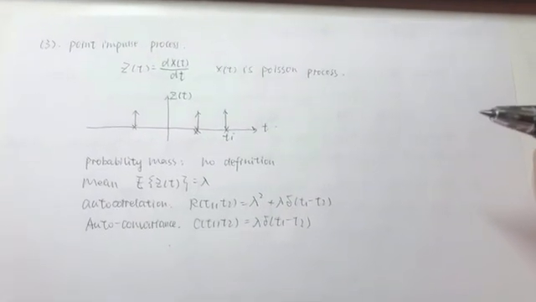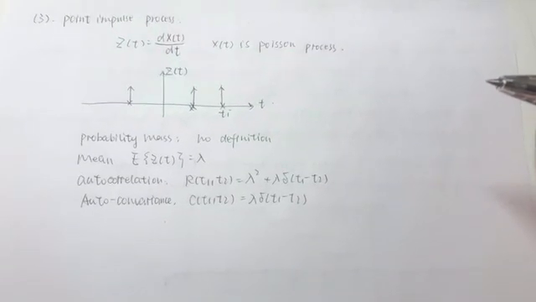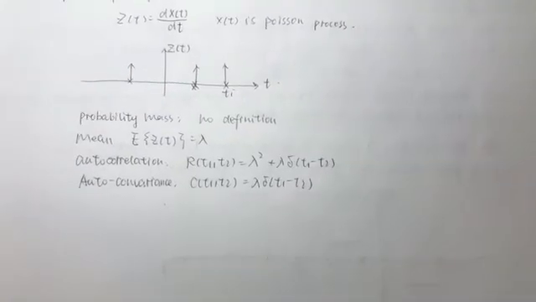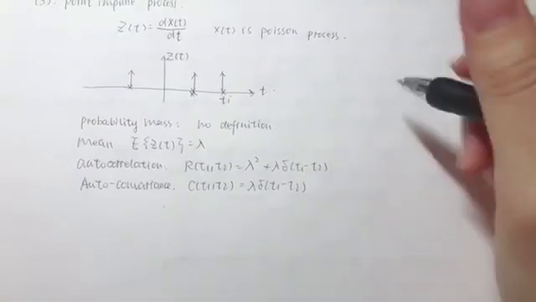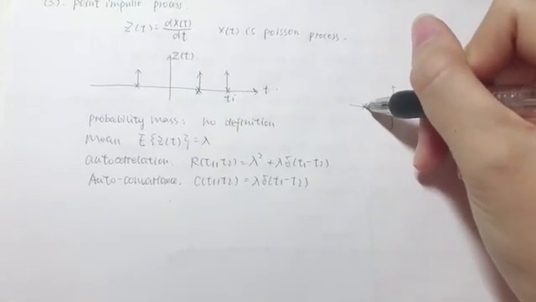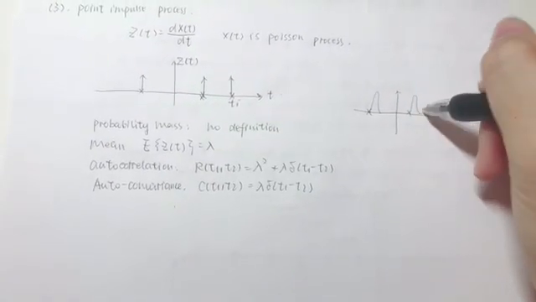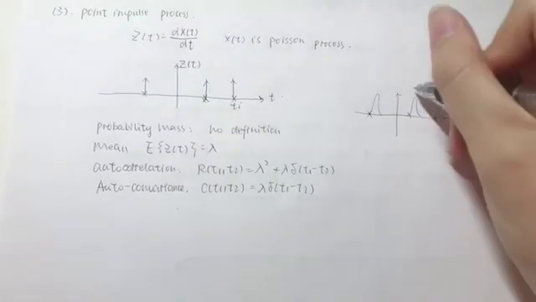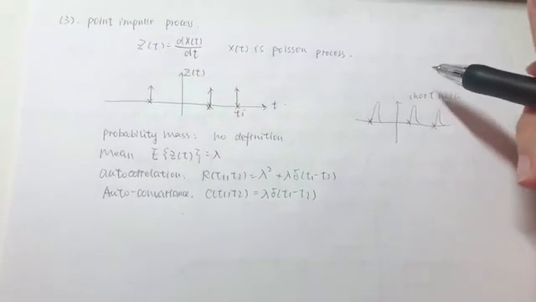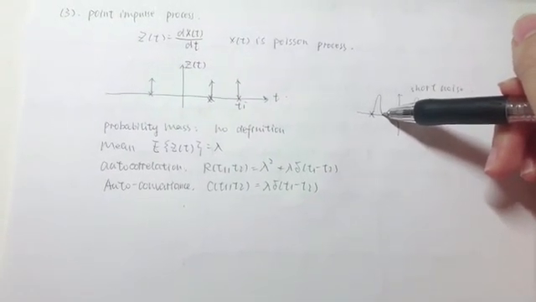In our daily life, we may see the point impulse process like shot noise, just like impulses, nearly an impulse like this, several times. It's like shot noise, some impulses in very short intervals of time like this.